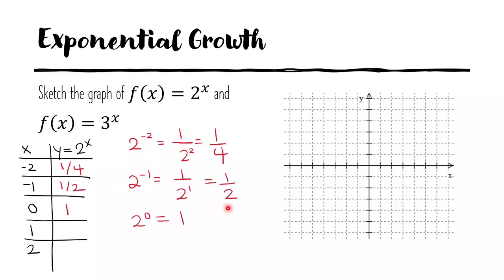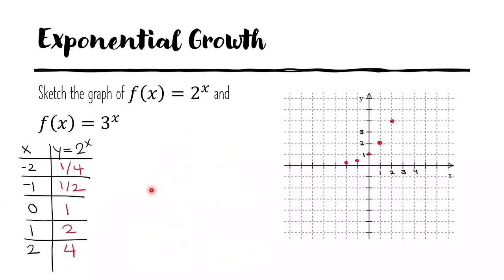2^0 would be 1. Anything to the 0 is 1. 2^1 is 2, and 2 squared is 4. So now I have a table of values. I'm going to go ahead and plot these points. So on my graph, I plotted x is -2, y is a fourth, x is -1, y is a half. Here's the point (0, 1), (1, 2), and (2, 4).